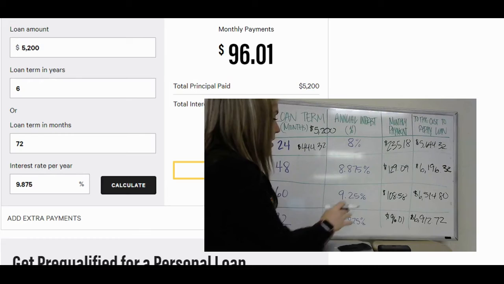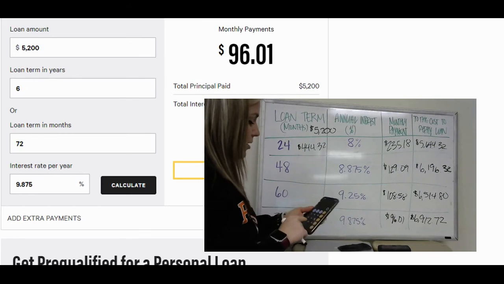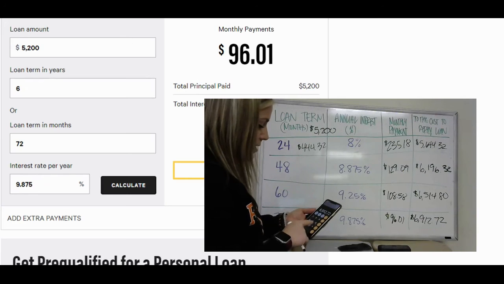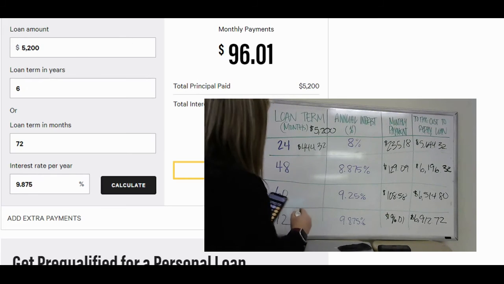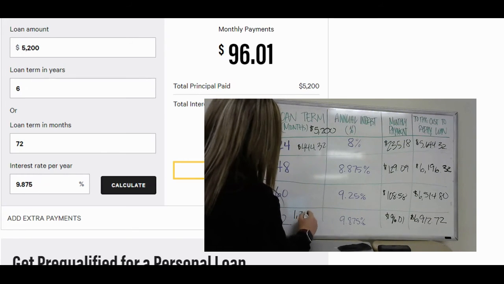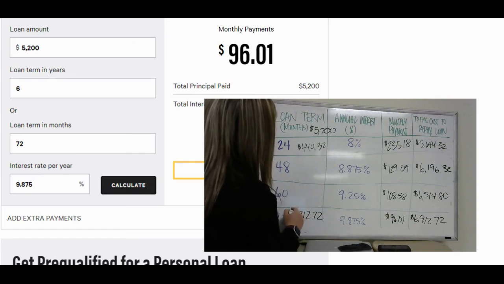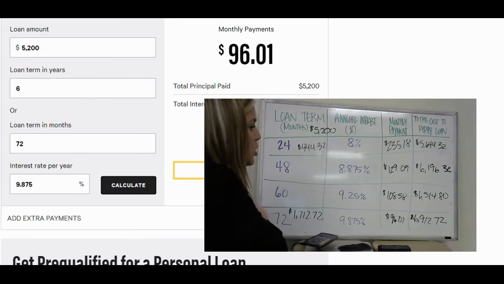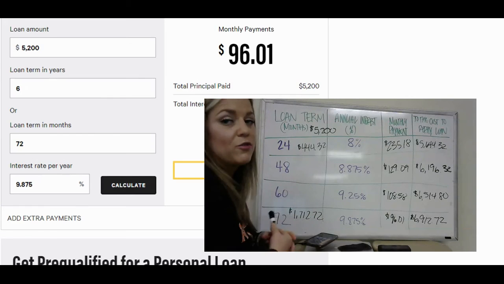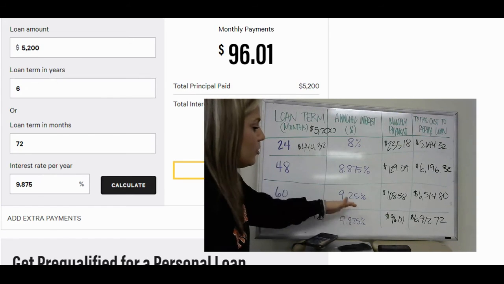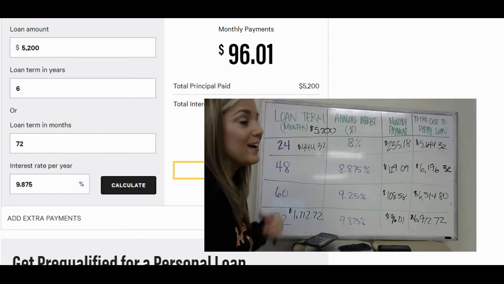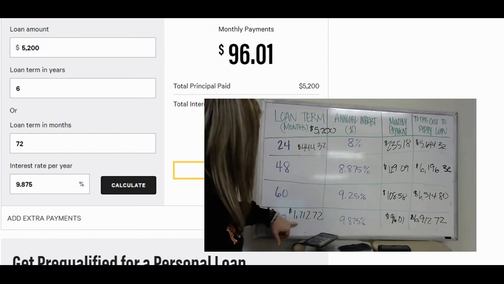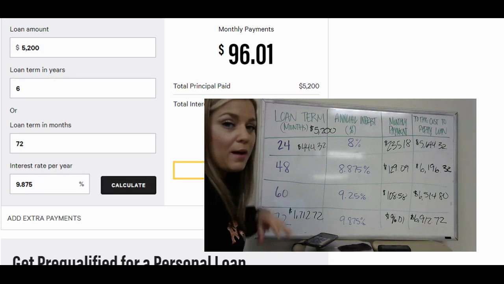Now listen, go down here for 72 months, a higher interest rate. We have $6,912.72 minus $5,200. We would be paying $1,012.72 to borrow that money. So, you look at it like where you are in your life or what you want to do. You may want smaller monthly payments, may not be a big deal. Or you may be like, I don't want to give up extra money. That's a big difference, guys, in the amount that you're paying to borrow that money.